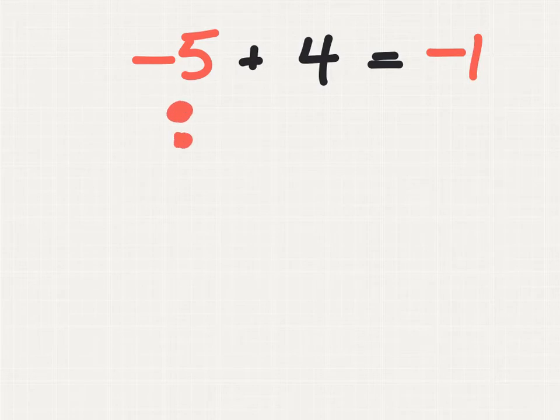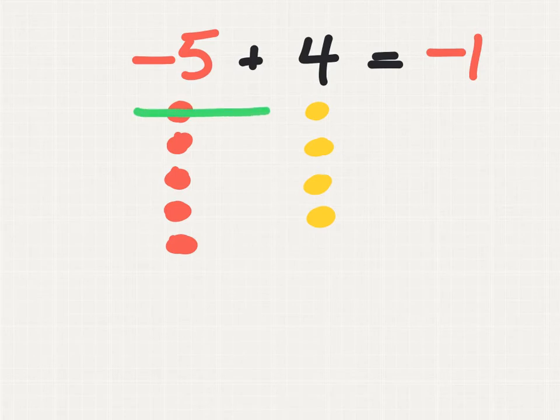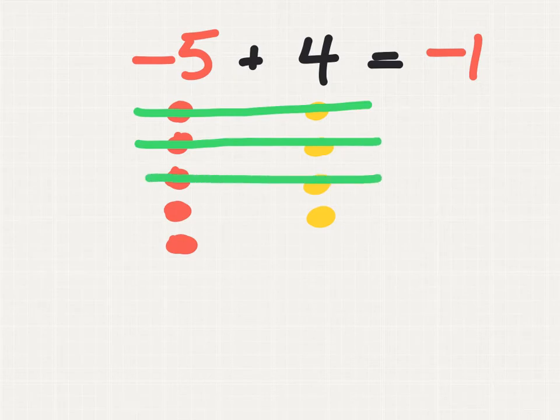Negative 5 would be modeled with 5 red counters. Positive 4 would be modeled with 4 yellow counters. I'm not combining red and yellow because I'm not interested in orange counters. But what I am going to do is eliminate the 0 pairs. 1 positive and 1 negative make 0. So as long as I eliminate them in a pair, I'm not changing the value because I'm only eliminating 0. If I take away 0, I haven't changed anything. The only remaining counter is a negative counter, so negative 1.